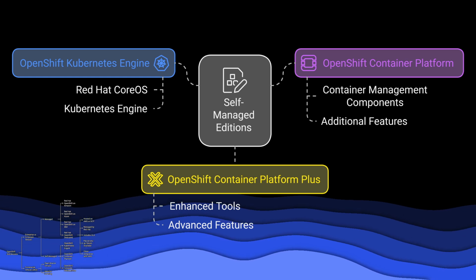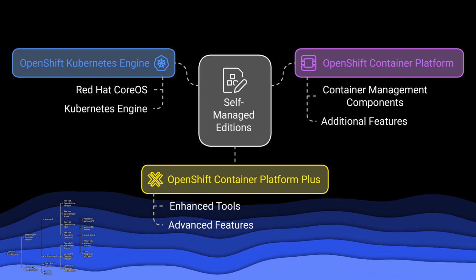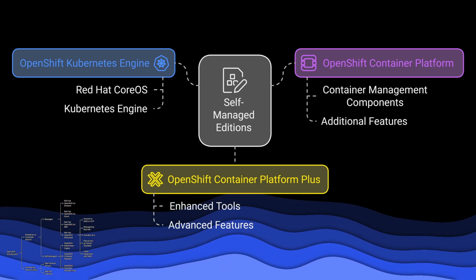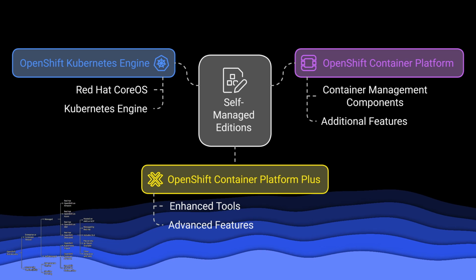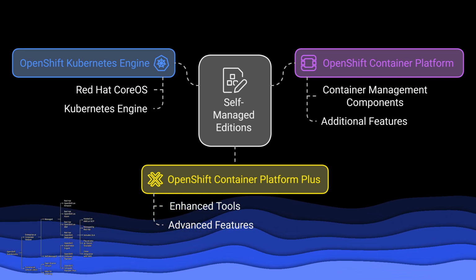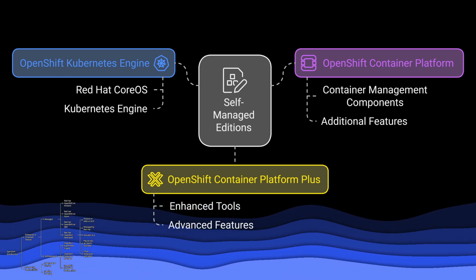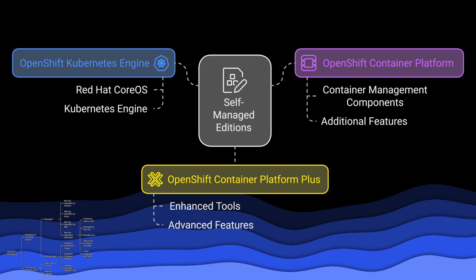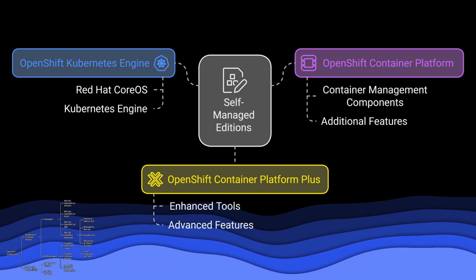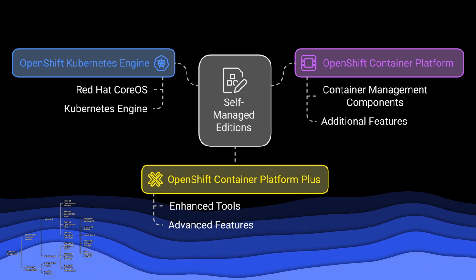So what's the next step up from OpenShift Kubernetes Engine? If you want more than the bare essentials, you have OpenShift Container Platform. This tier adds more tools and features to help you manage your containers. So you get things like enhanced monitoring, logging, and security features. It makes it a lot easier to handle your containerized applications. So it's like adding more specialized tools to your toolbox that allow you to manage those containerized applications in a more intricate, more efficient way.